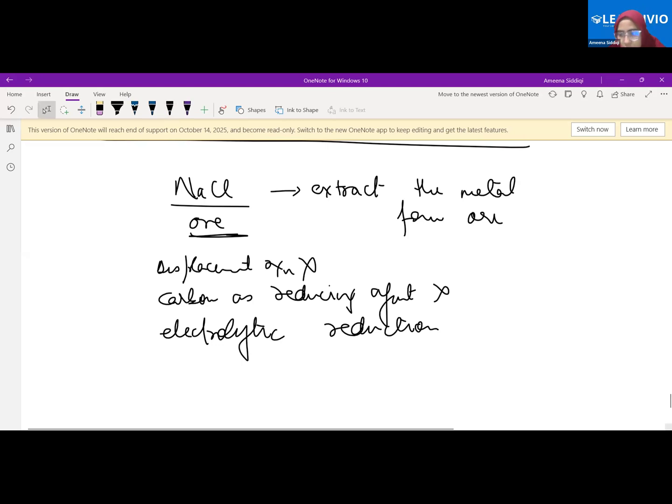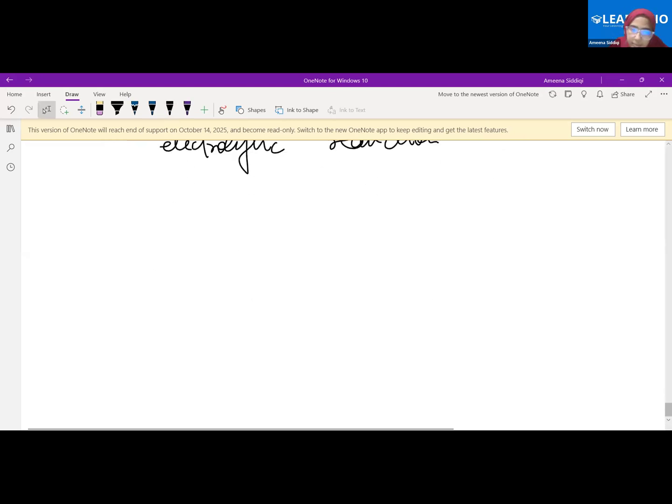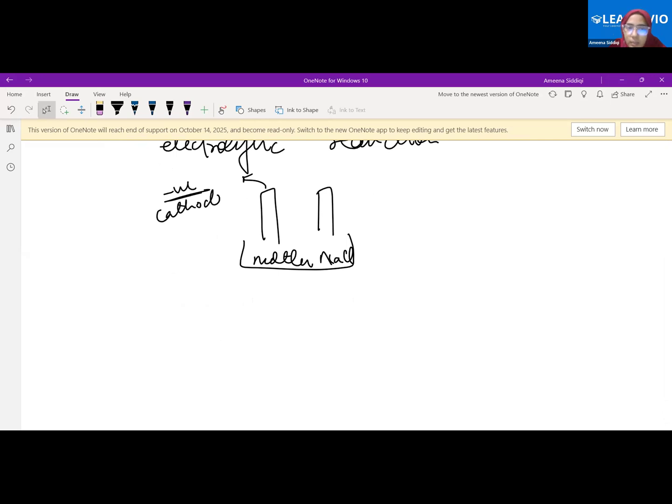That's it. So let's quickly get the setup here. This is the molten NaCl. These are the two electrodes. This is a negatively charged one, the negative electrode, which is called the cathode. This is a positive electrode, which is called the anode. This is nothing but the setup for electrolysis, right?